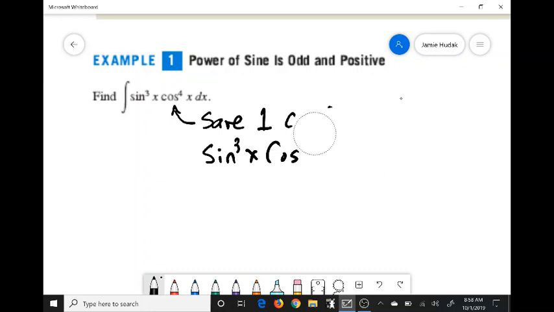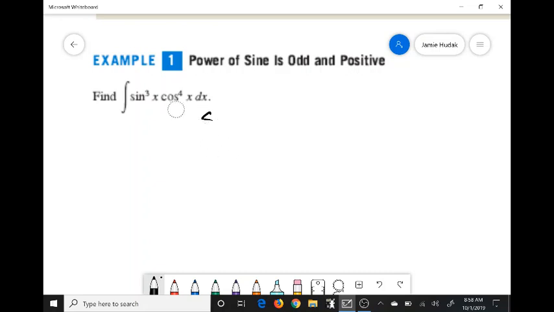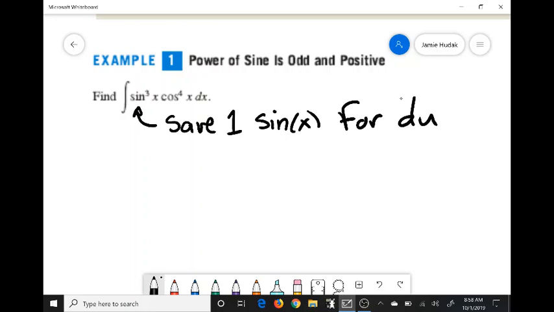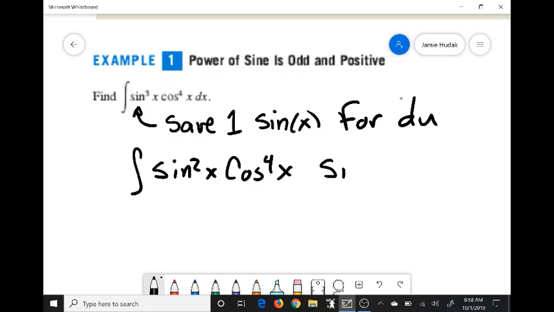Let's make a different choice for our term that we're going to save. Instead of saving cosine, we're going to save a sine. So we're saving one sine x for du. So our integral becomes sine squared x, cosine to the fourth x. We're saving the sine x dx for our du. And when we look at this, we say, well, if I'm saving sine x for my du, that means my u must be cosine, because the derivative of cosine is negative sine.